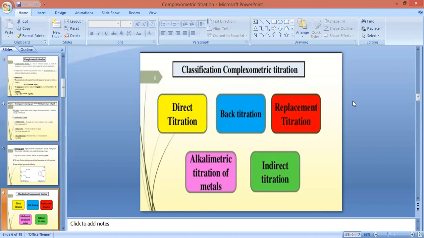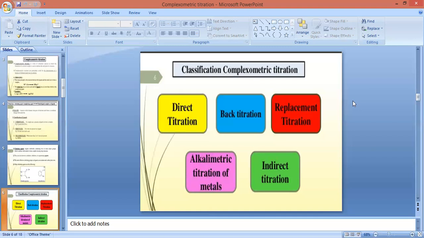Next, we are going to add another metal ion, that is magnesium sulfate. Next, we are going to add the indicator. So these will be the contents in the conical flask in replacement type of titration. Since it is a complexometric titration, we are going to add standard solution of disodium EDTA from the burette to the contents in the conical flask.